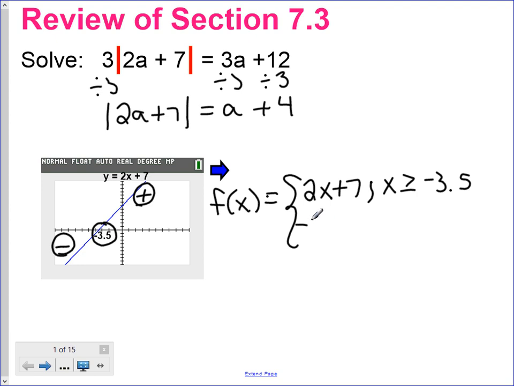Now I have the negative piece here, below the x-axis, so it will be the opposite. It will be negative 2x minus 7, and again that will happen when x is less than negative 3.5. So there is my piecewise function.